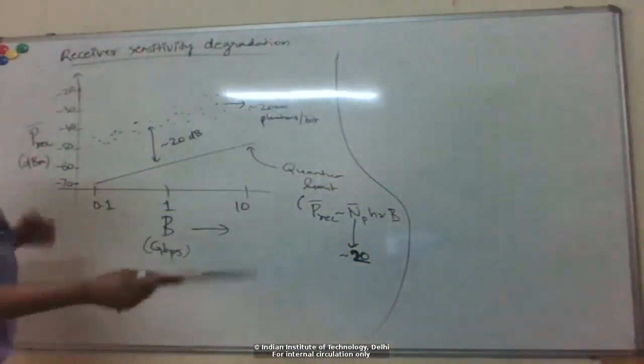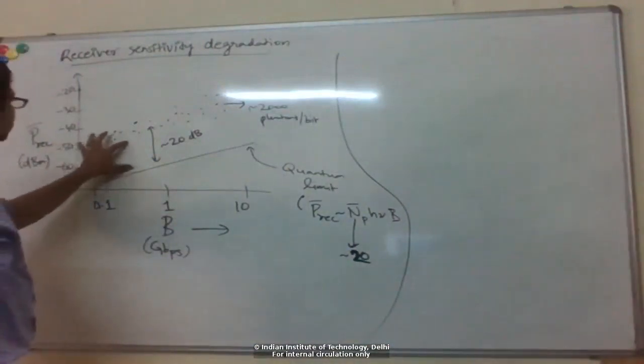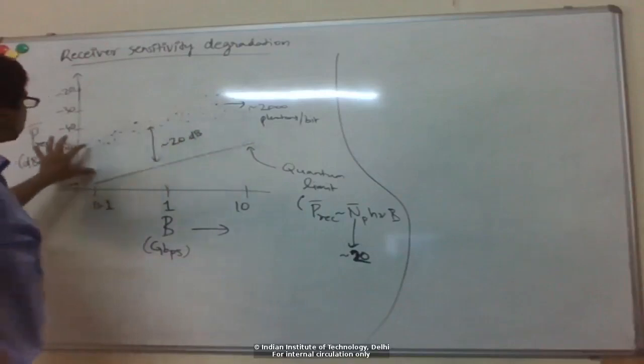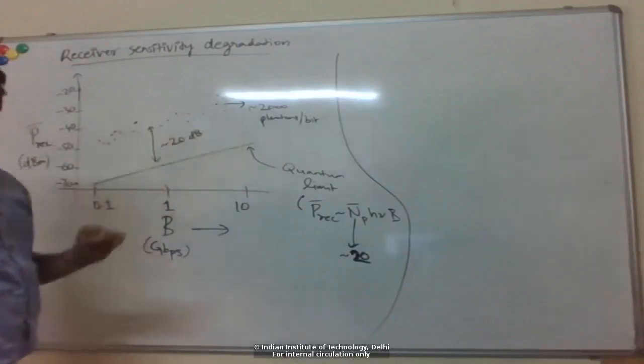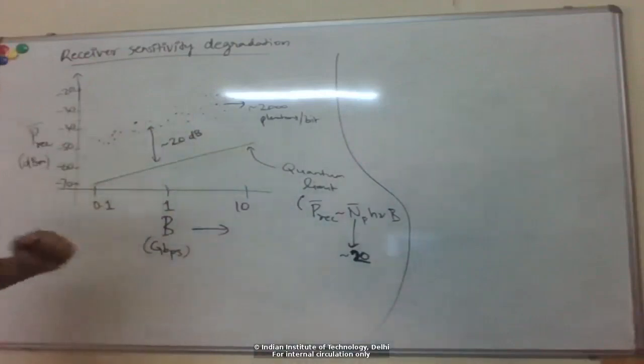So you can think that one way of looking at this is that there is still some room here if we can somehow improve our detection technology to bring this down closer to the quantum limit.